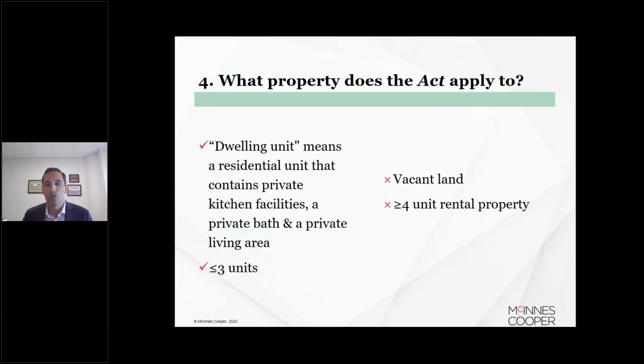So right away, you can exclude many inquiries. If people ask, do I have to report my vacant land? No, you do not, because there's no structure or residential property on that land. Likewise, if you have a big apartment building or a home with 4 or more units, you also don't have to report. So really, you're looking at any property identification number that's separate. So it could be a row house, a detached home, a semi-detached, a condo, anything like that with 3 or less units is going to be required to report.